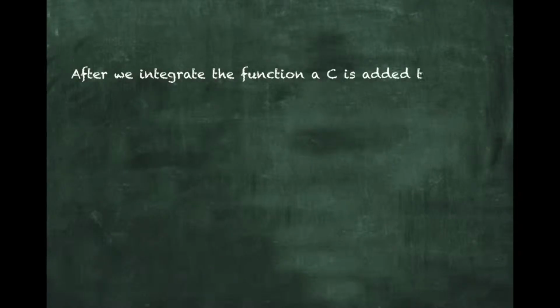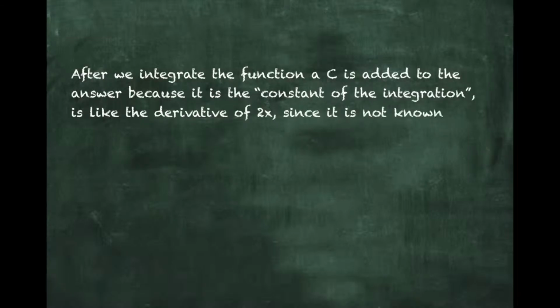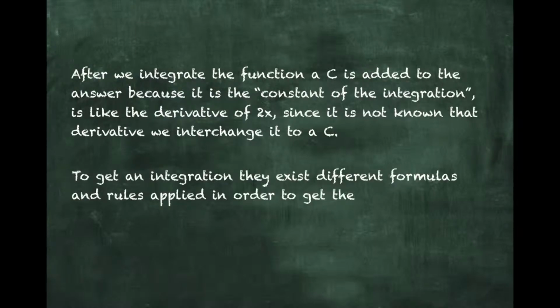After we integrate the function, a C is always added to the answer because it is the constant of integration. It's like the derivative of 2x. Since it is not known, the derivative we integrate is 2x plus C. For integration, there exist different formulas and rules of application we can know. These are some of them.